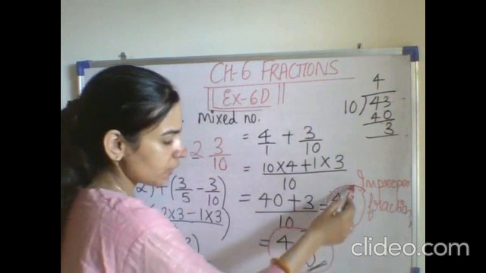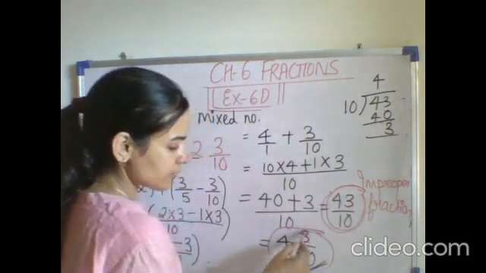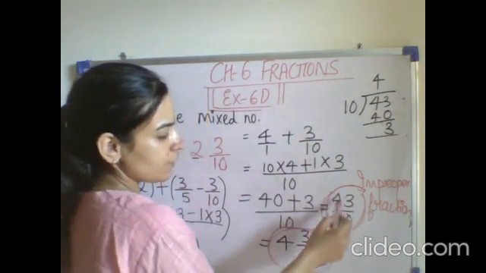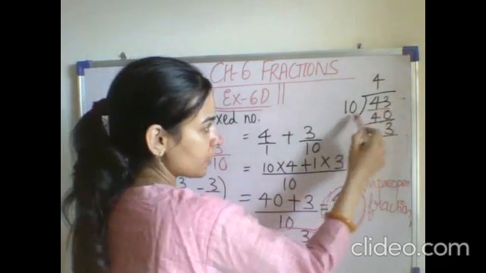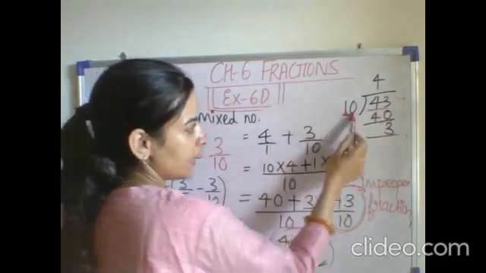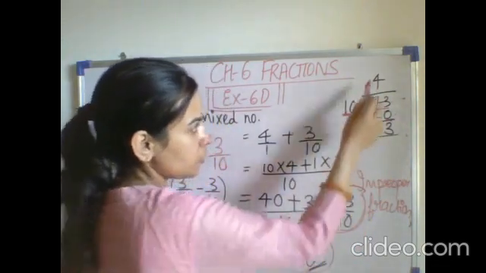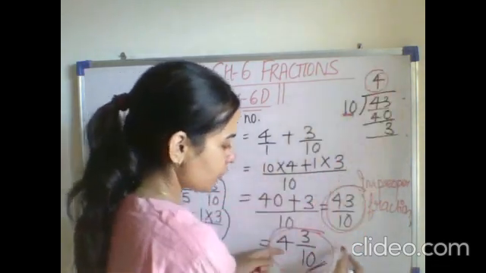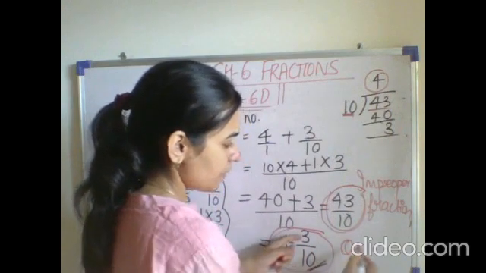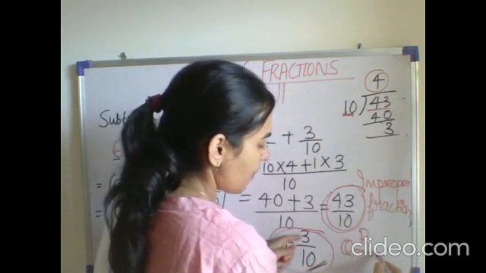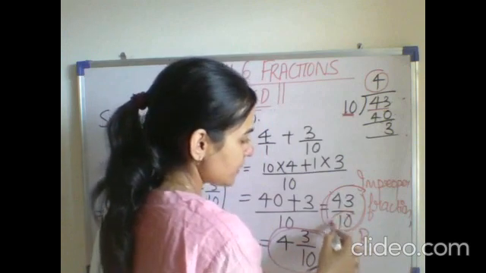How will we convert this improper fraction into a mixed number? You will be dividing 43 by 10. So 10 4s are 40, and 3 is the remainder. So the quotient is 4. You have to write the quotient here, and the remainder upon, what is 10 here?